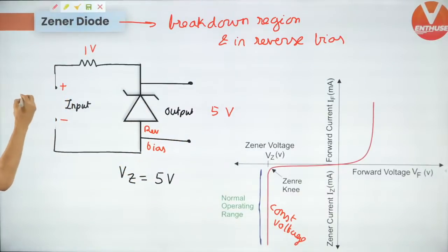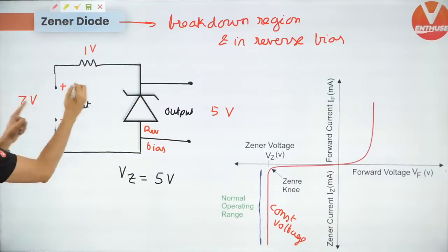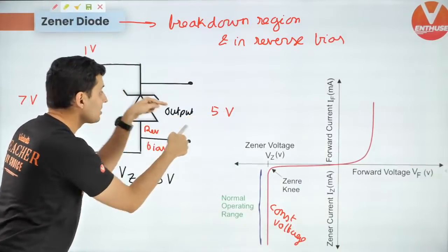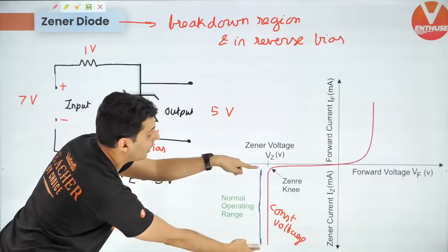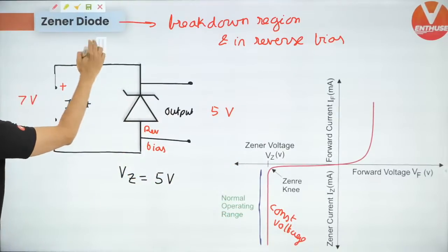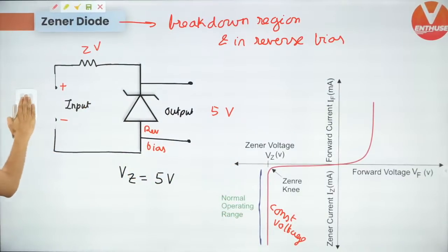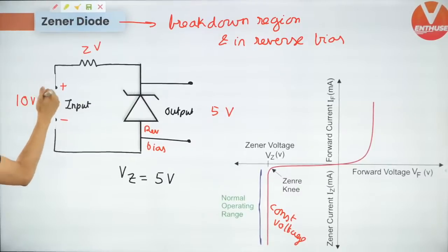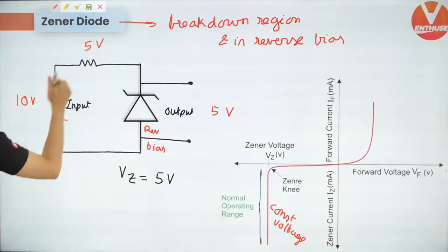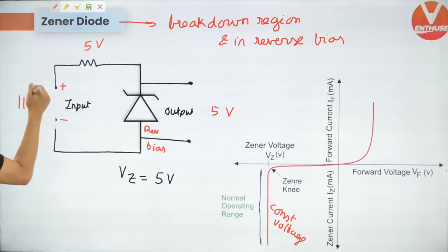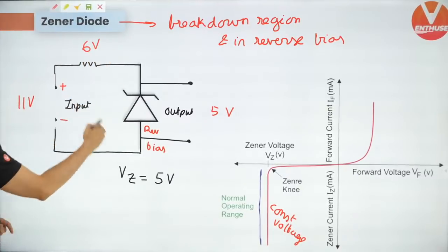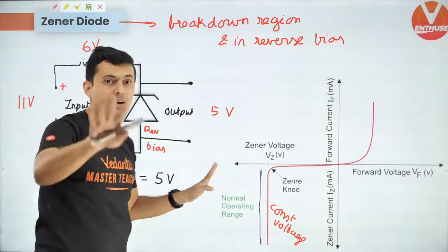Similarly, if you make this voltage 7 volts, then this will still be 5 volts, because the voltage drop should always be constant, and this will become 2 volts. If you make this 10 volts, then this will become 5 volts. If you make this 11 volts, this will become 6 volts. But this will always remain 5 volts.